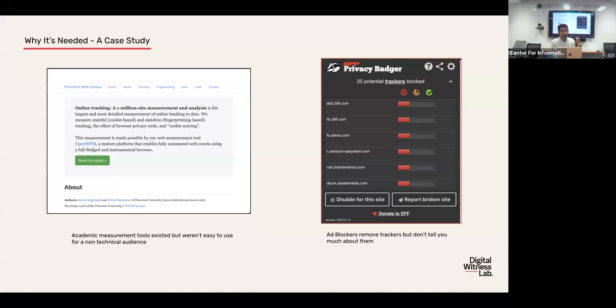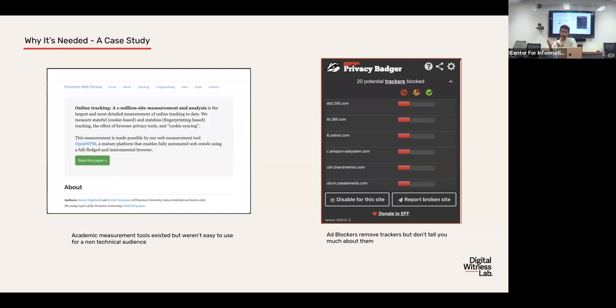But the tools they had were really designed for research, right? OpenWPM is a really powerful platform, but it's designed for researchers who want to study thousands of websites or hundreds of websites and do a census-style survey. It's not helpful for a journalist who wants to study the one website that they are paying attention to, or the mom or dad who wants to see what their kid's school website might be doing and how that relates to this larger context.